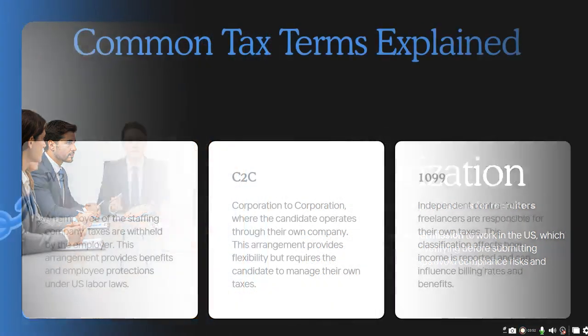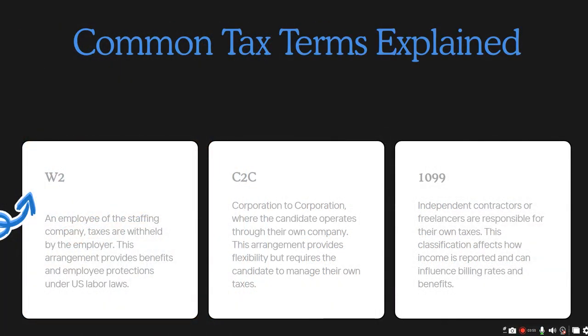Okay, the next topic is common tax terms in US staffing. Now let's understand the most common tax terms used in US staffing. The first one is W2. W2 is a model where the candidate works as an employee of a staffing company and taxes are deducted from their salary. The employer handles their taxes. Suppose we are XYZ company and we hire a candidate, so we will pay their taxes.